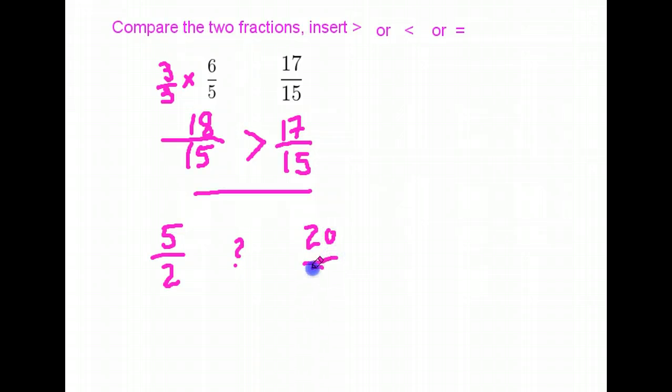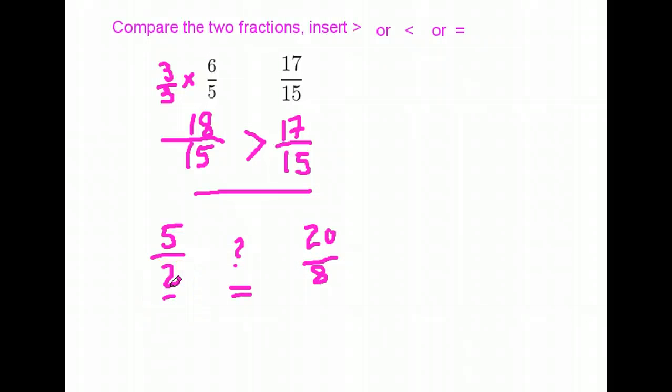These are both improper fractions. Improper fractions because 5 is bigger than 2. It is an improper fraction. Now, if you want to check whether these two are equal or one or the other is greater than the other, the best thing is to make these denominators equal.